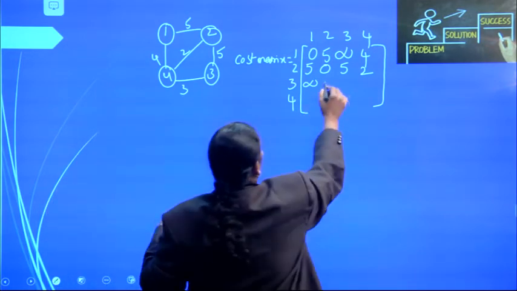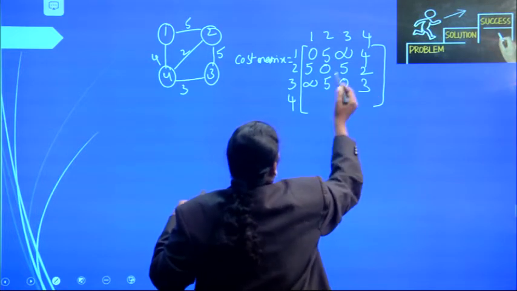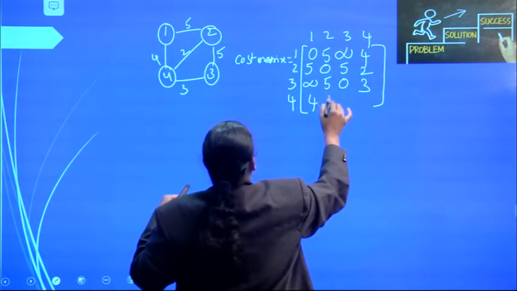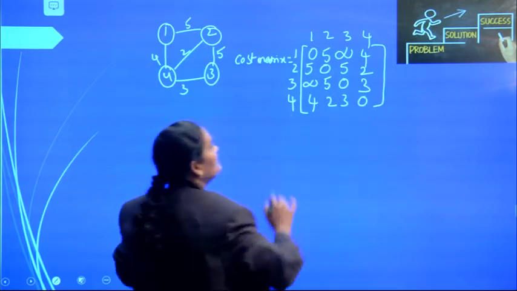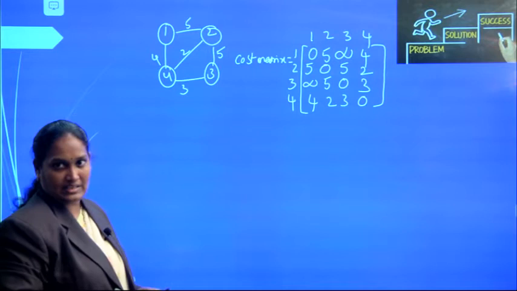Now cost of 3 2, which is 5. Cost of 3 3 is 0. Cost of 3 4 is 3. And cost of 4 1, which is 4. Cost of 4 2, which is 2. Cost of 4 3, which is 3. Cost of 4 4 is 0. This is the cost adjacency matrix for the given graph.